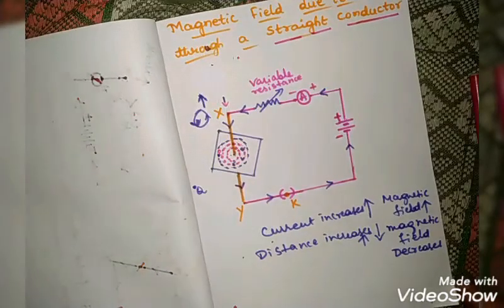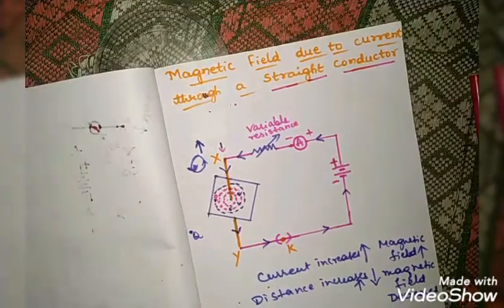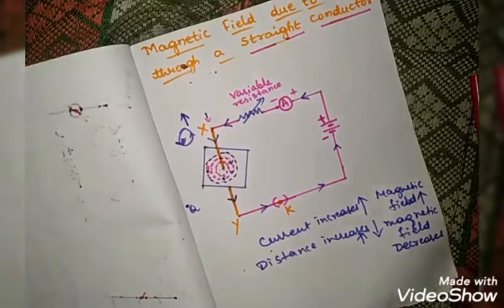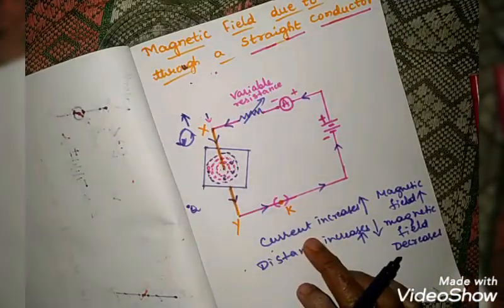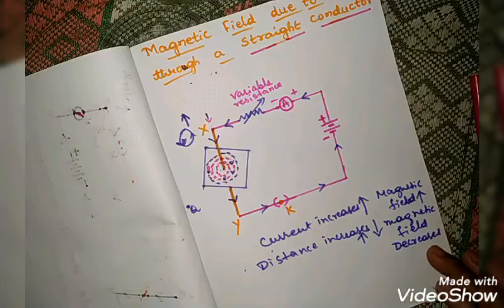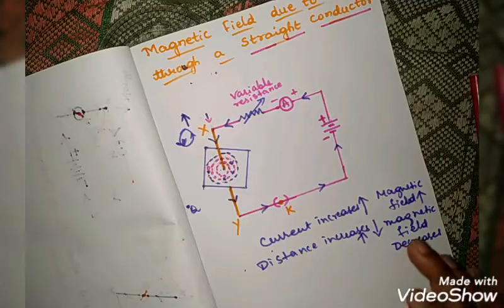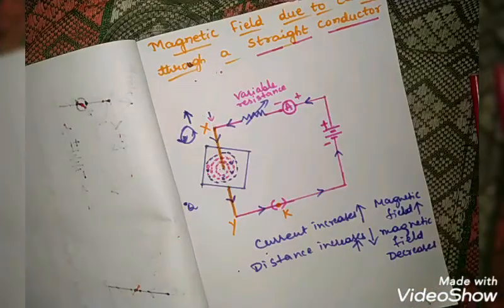This is a very important point you have to know. Magnetic field due to current through a straight conductor depends on two things: when the current increases, the magnetic field increases. The magnetic field decreases when the distance from the conductor increases. So, these two points you have to remember here.